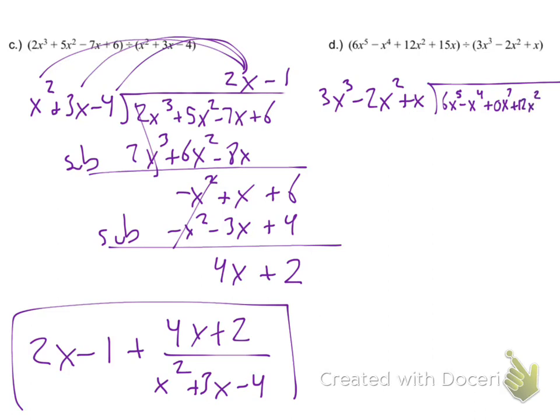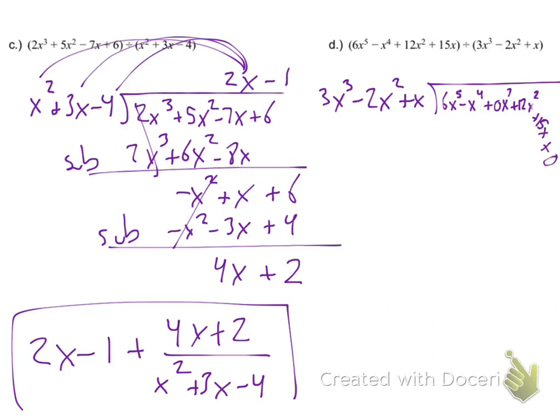plus 12x squared plus 15x. And then I have to have plus 0. That really got squished in there, guys. Then it becomes plus 15x plus 0. I need to have all the way down to even the constant having a placeholder.